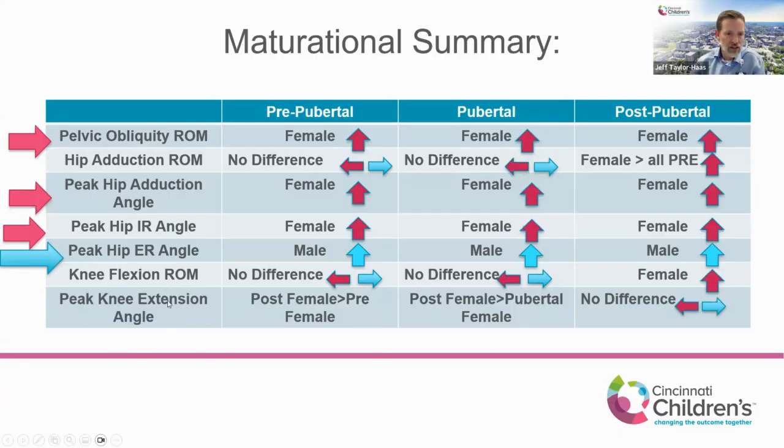But interestingly, our postpubertal females land typically at initial contact with their knee more extended than both prepubertal females and pubertal females. And this is an interesting finding because it suggests that our postpubertal females are adopting a movement pattern that's different than the pubertal and prepubertal runners. We don't know why they're doing this, and you can speculate at the potential injury risk differences, but we thought that was something we wanted to share tonight.